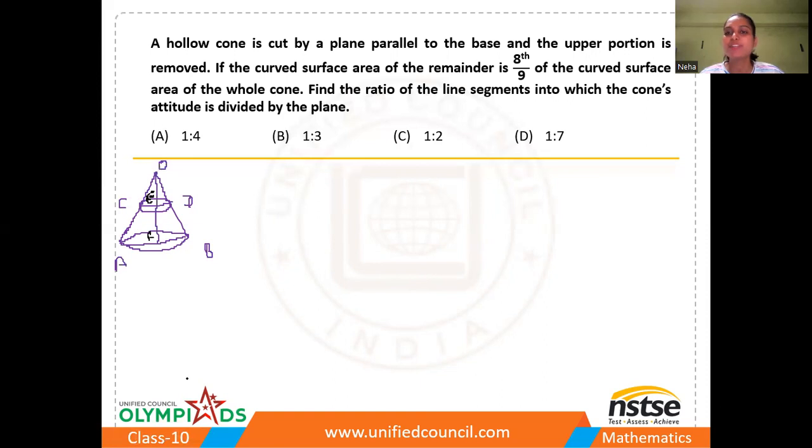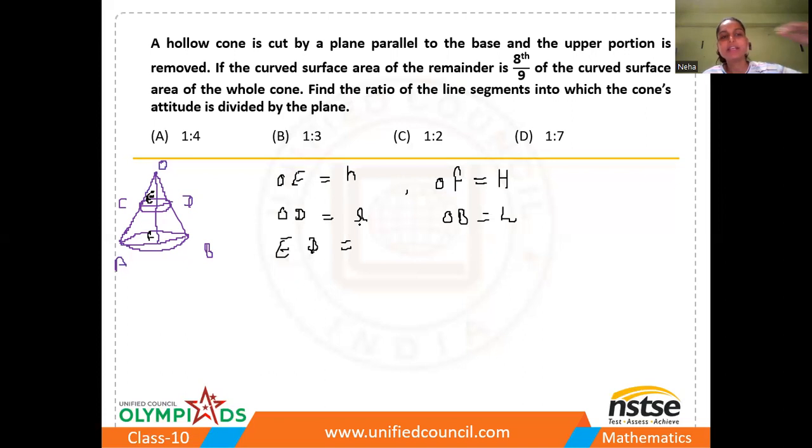Now I think I can do my calculations. Let's suppose OE is equal to h unit. And what about OF? Let's suppose this is capital H because this is bigger. Similarly OD, this part, let's suppose this is small n, and OB, the bigger part, let's suppose this is capital N. Similarly ED, the radius of the smaller circle, let's suppose this is small r, and FD, let's suppose this is capital R.